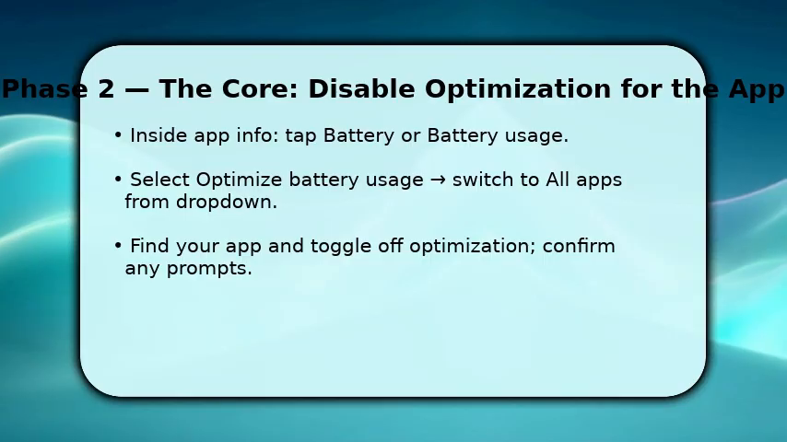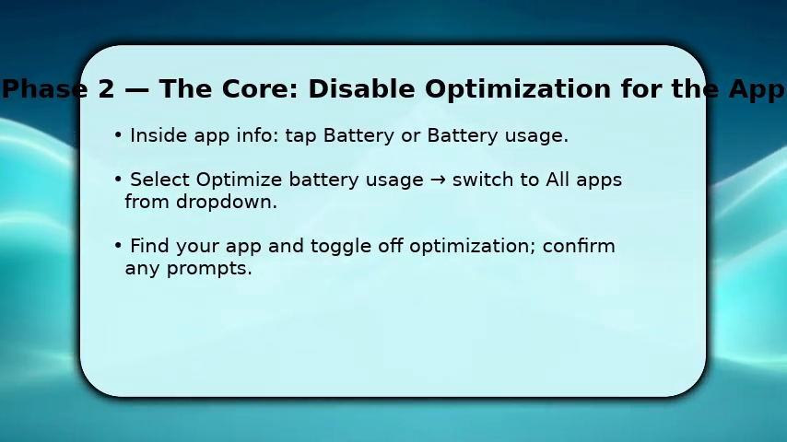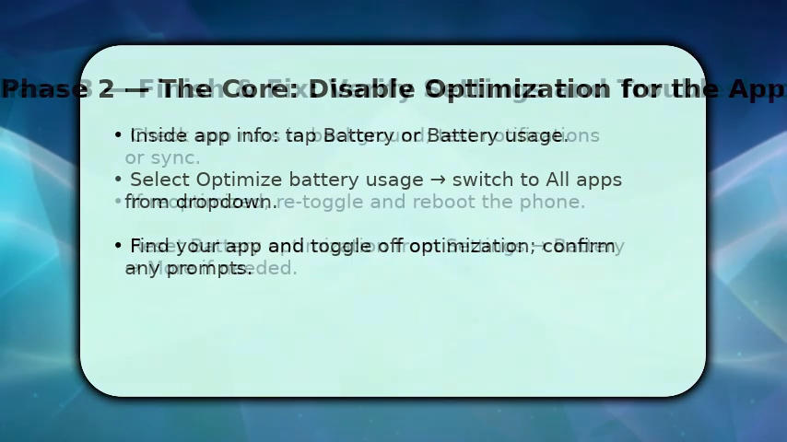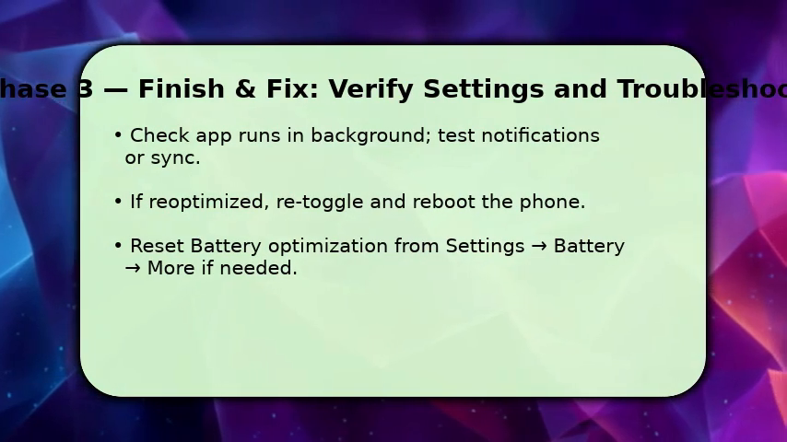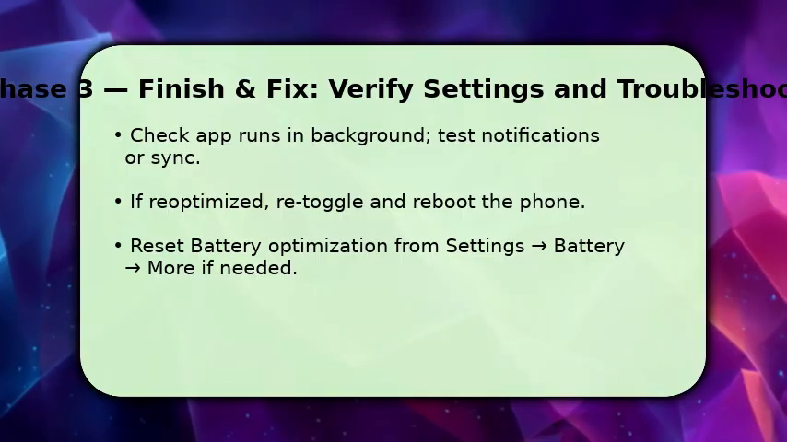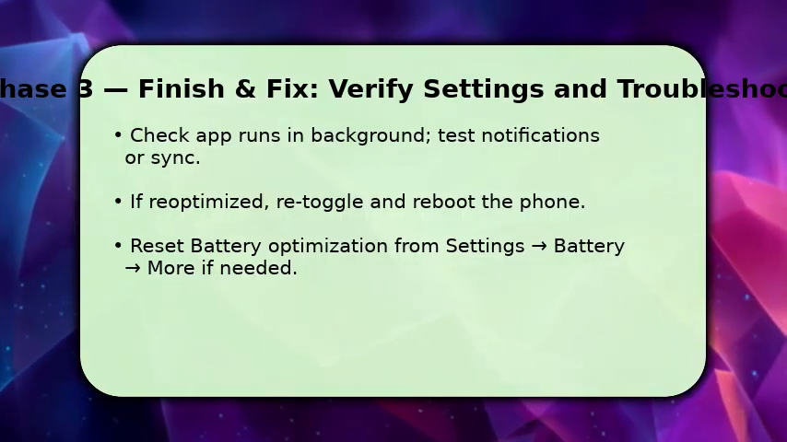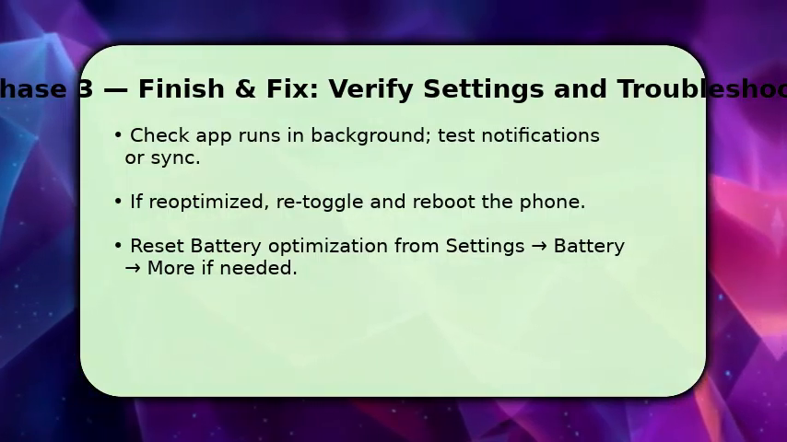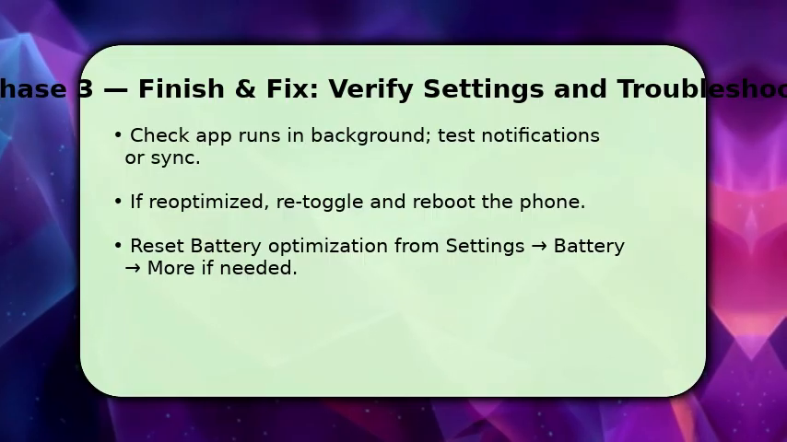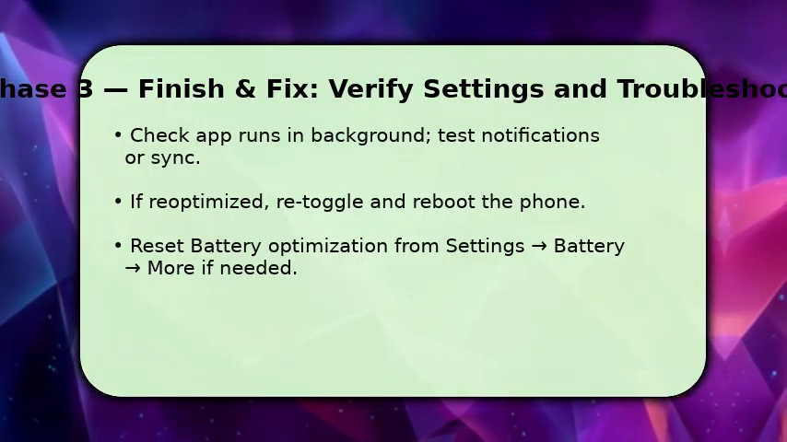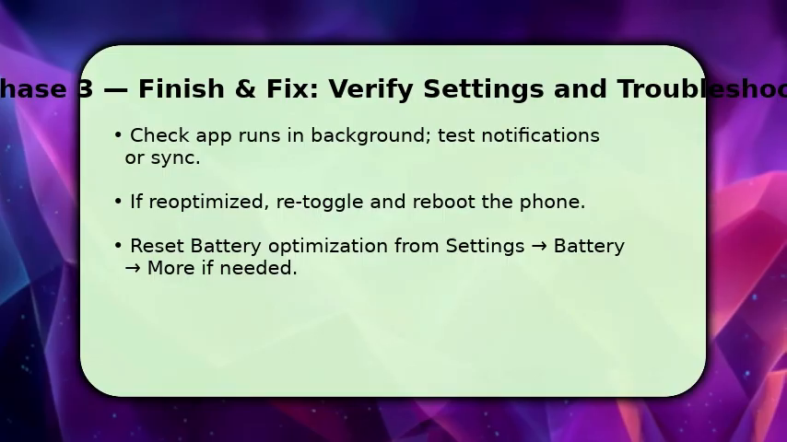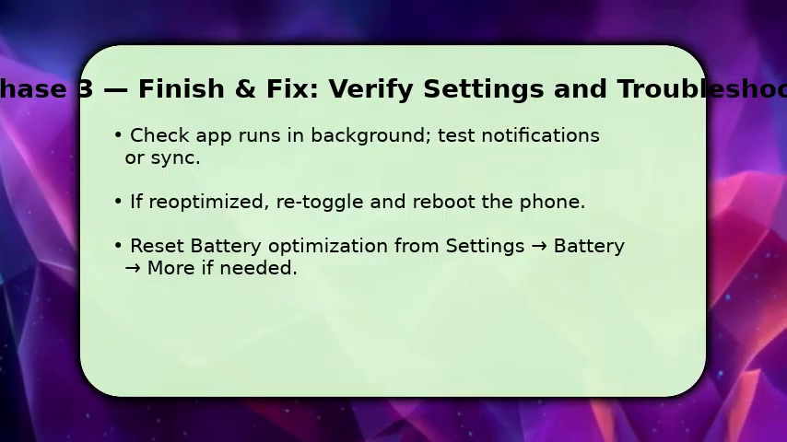Make sure to repeat for other critical apps so notifications and background tasks aren't silently blocked. After toggling off optimization, verify the app runs by triggering a notification or waiting for a background sync. This confirms the change took effect. If the app reappears as optimized later, toggle it off again and reboot the phone to solidify system changes.